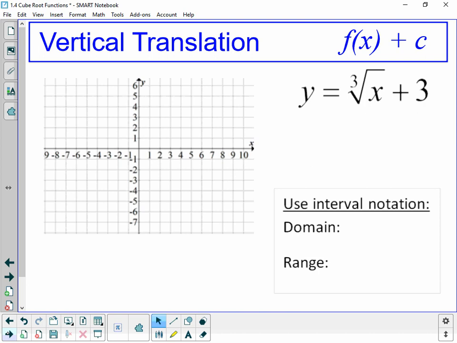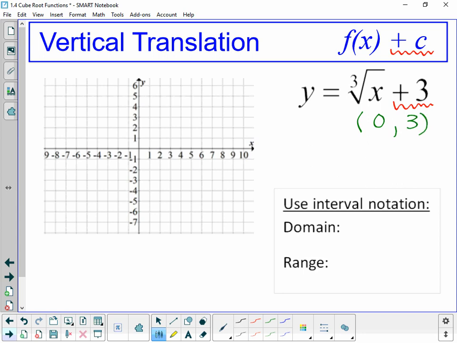This first graph is a vertical translation. Remember, you can tell by looking at a function if it's a vertical translation because it's a constant that's added to the function. In this case, we're going to add the number 3. So the inflection point is going to be at the point 0, 3. The 0 comes because there's nothing added to the x inside the root, and the 3 is the constant added after. So that's shifting the function up 3 units.